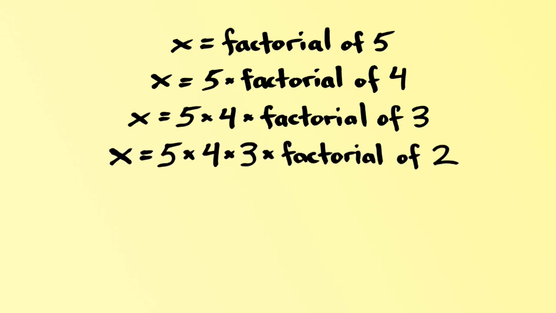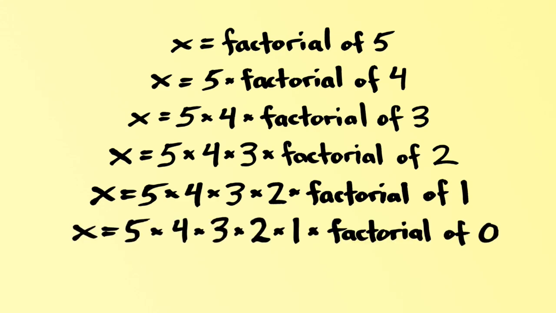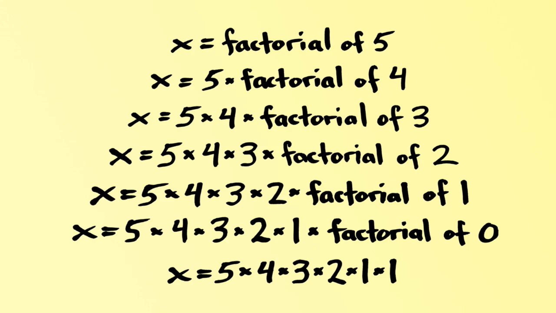Factorial of 3 is 3 times the factorial of 2. Factorial of 2 is 2 times the factorial of 1. Factorial of 1 is 1 times the factorial of 0, and the factorial of 0 is 1. Now we have x equals 5 times 4 times 3 times 2 times 1 times 1, and we can compute that, and it's 120. Okay, now we've seen two very different ways of defining the factorial function or subroutine.